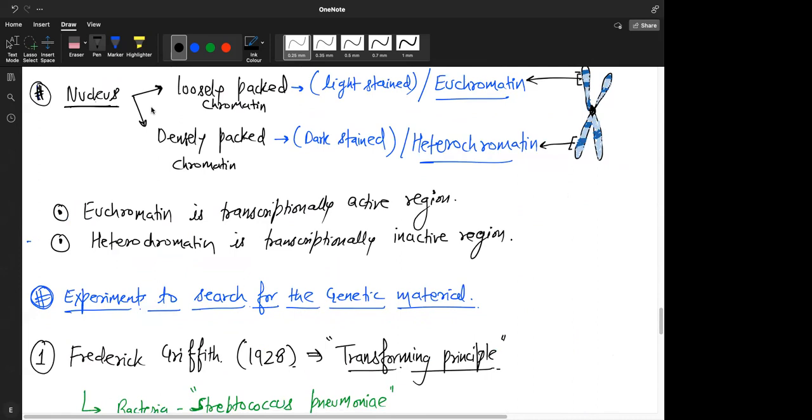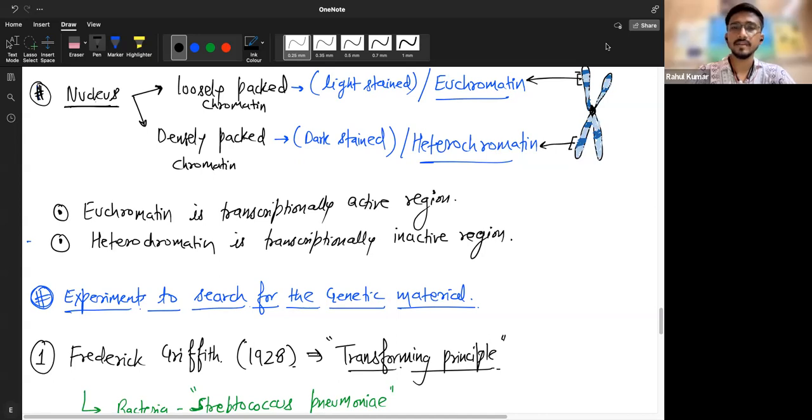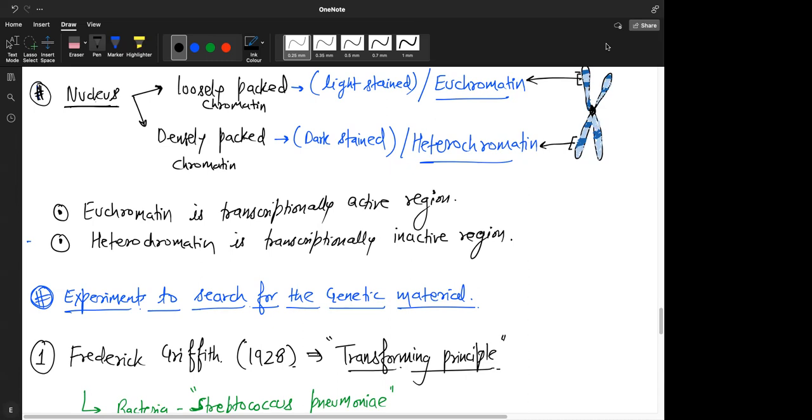Euchromatin, they are loosely packed and they are light stained. Yeah, they are loosely packed. That's why they are light stained. So they do not retain the stain. Remember, I gave you the analogy of walking through a dense forest versus a light one. Please tell me. The heterochromatin, they are densely packed. That's why they're dark stained.